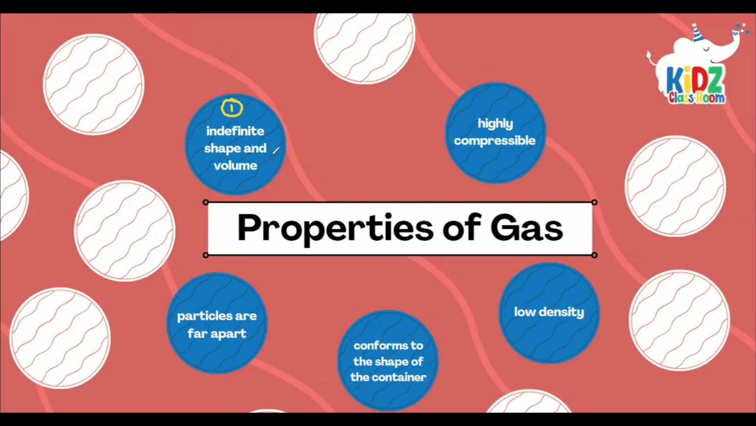Indefinite shape and volume. So it is the opposite of solid. Solids have definite shape and volume. Gases have indefinite shape and volume. What is meant by indefinite shape and volume? That gases spread out to fill the shape and volume of their container. For example, if you blow up a balloon, the gas inside takes the shape of the balloon. So this means that they have indefinite shape and indefinite volume. How? Gases spread out to fill the shape and volume of their container.